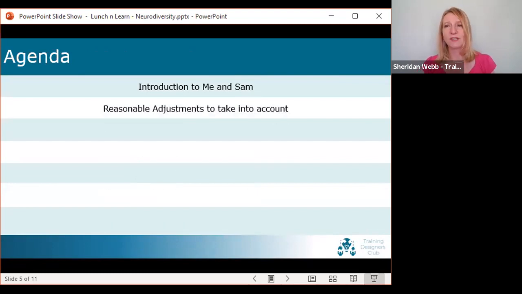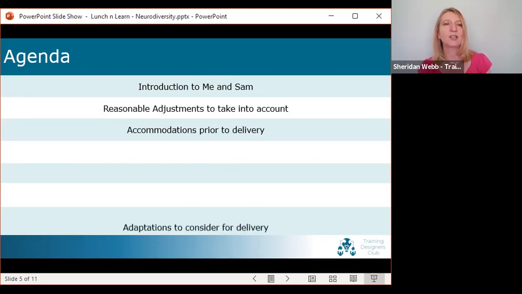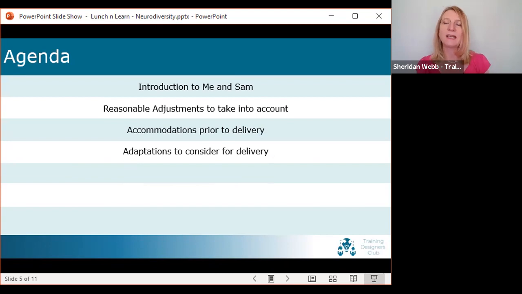Sam is going to take the majority of the session, and she's going to talk about the reasonable adjustments that we need to take into account when thinking about neurodiversity, accommodations prior to delivery, and adaptations to consider for delivery. So yes, it's mostly thinking about the design side, but we are also thinking about the delivery side as well, because I know most of you do deliver as well as design.